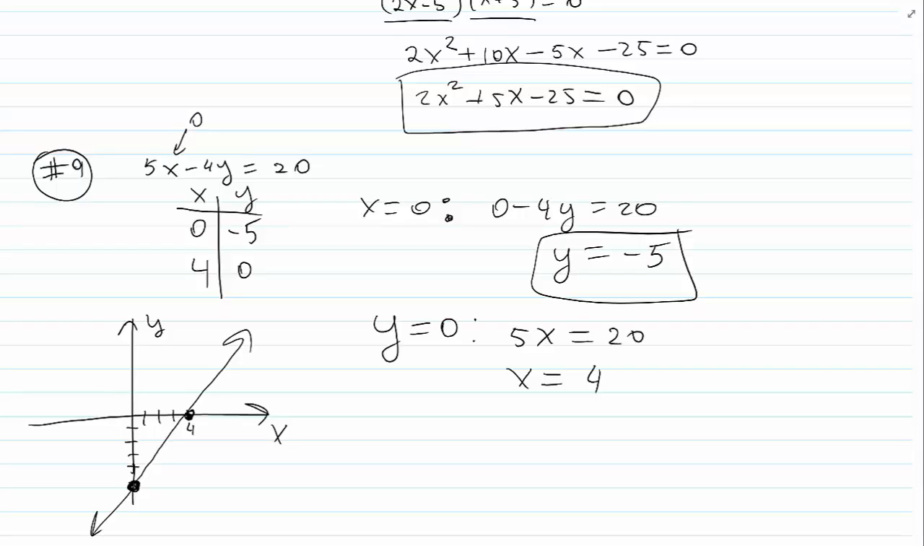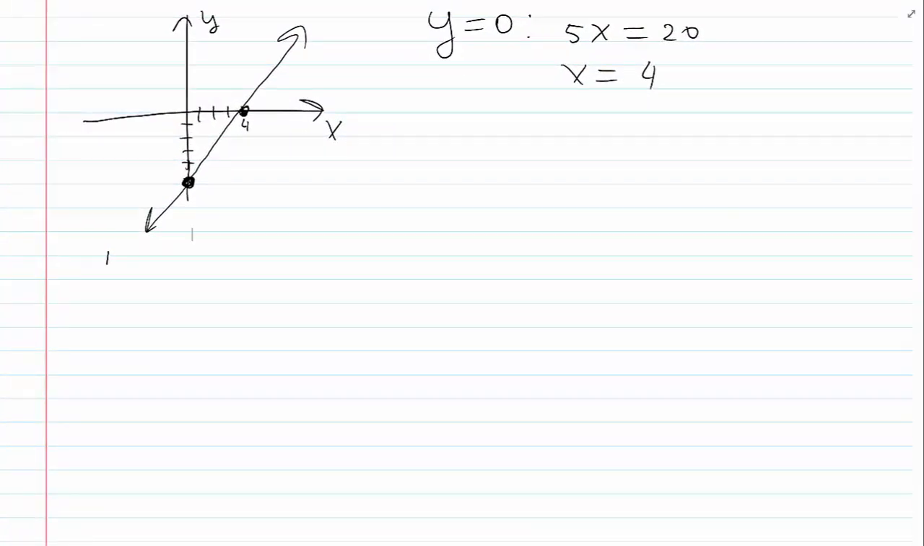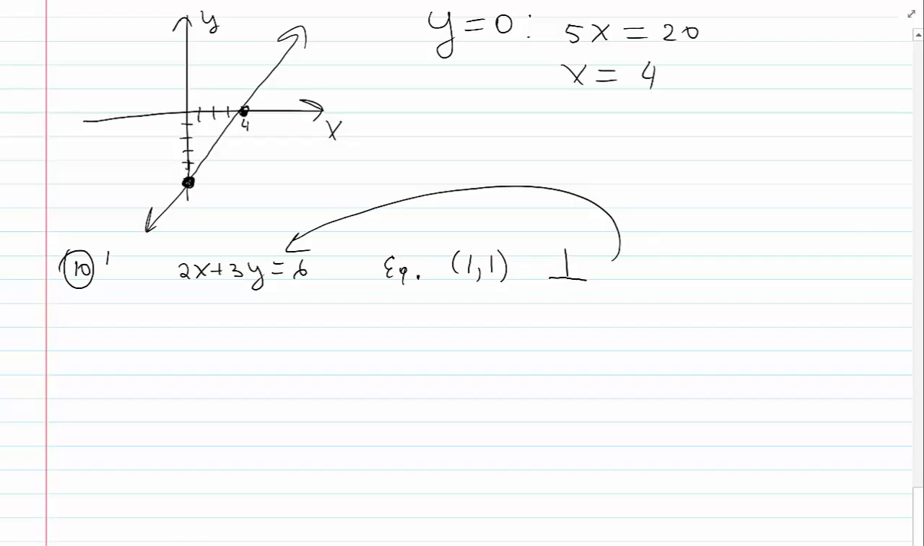All right, numbers 10 and 11 are also about lines. So question number 10. You have the equation 2x plus 3y equals 6, and you want to find the equation of the line that goes through the point (1, 1) and is perpendicular to this line. I just abbreviated it this way. Let me pause it and see if you can resume it. So the equation we're looking for needs to go through the point (1, 1) and be perpendicular to that line.